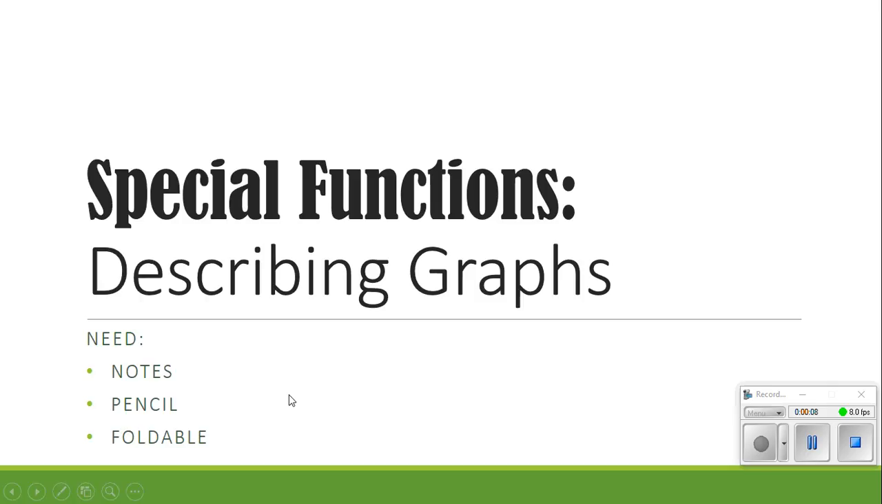So you need your notes, a pencil, and your foldable. You may even want a few colors. I have 6 different colors that I'm going to be showing on this graph, so it might be very beneficial if you have 6 colors to keep everything kind of organized.